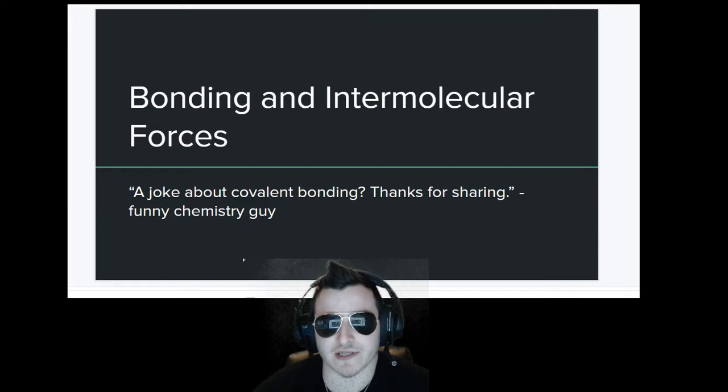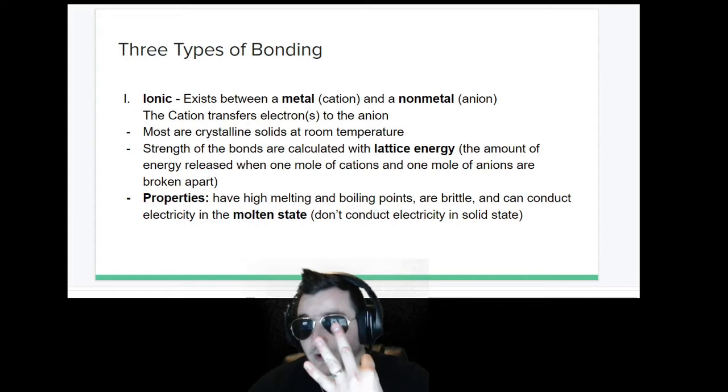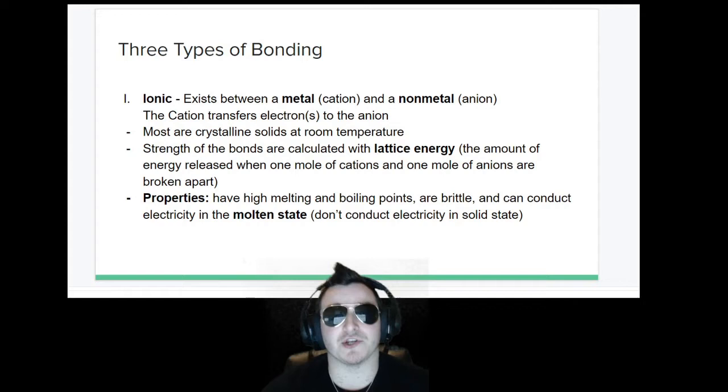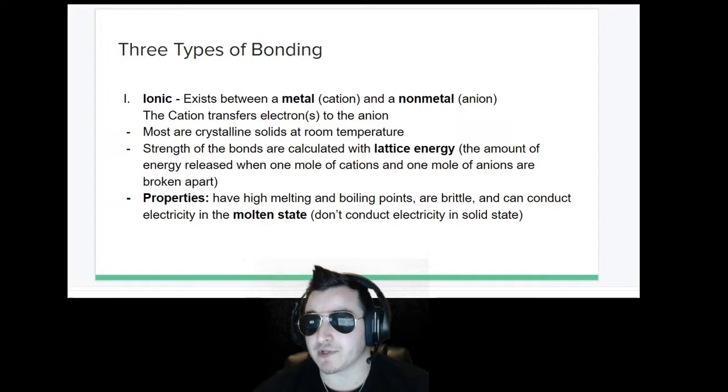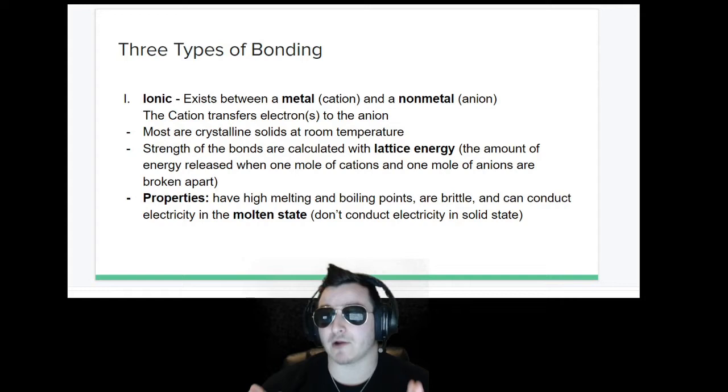In discussing our different types of bonding, there are three types that we're going to discuss: ionic, covalent, and metallic. And in knowing these three types, we should know their different characteristics and properties. Just as we learned how to name them and form their formulas, an ionic bond is between a metal and a nonmetal. Why? Well, they're a perfect match made in heaven.